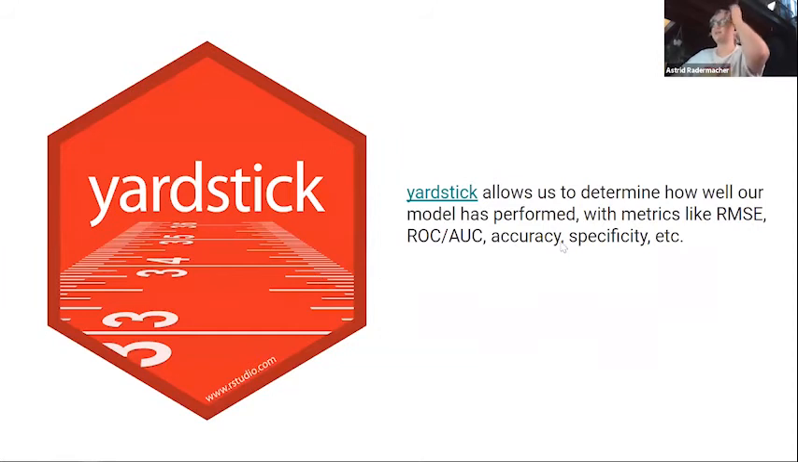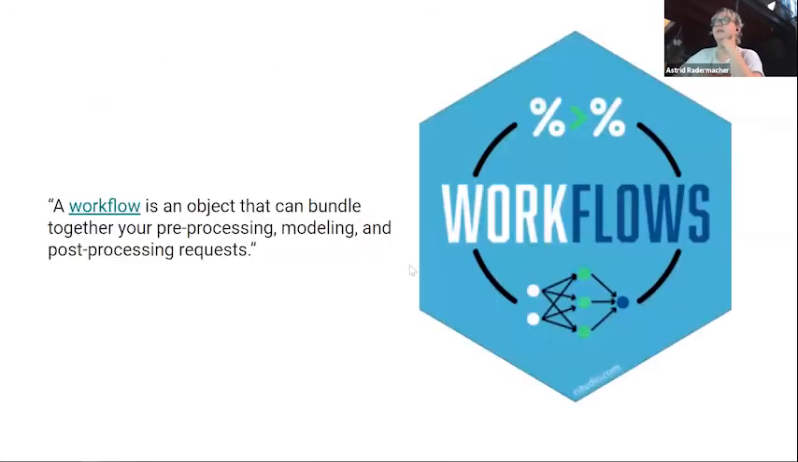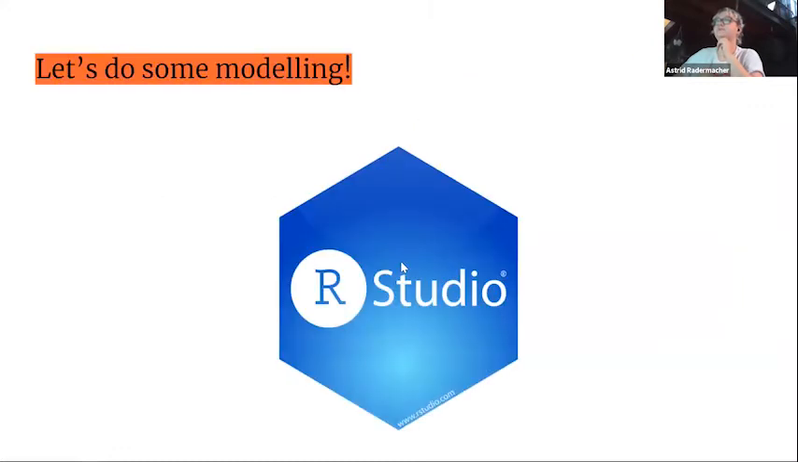Yardstick allows us to determine how well a model has performed, so this is for our model evaluation stage. It has root mean squared error, ROC, area under curve, accuracy, etc. And workflows are super great. It's basically an object that you can use to bundle together your pre-processing, modeling and post-processing requests. And we'll see now when we get into the code why that's super useful.